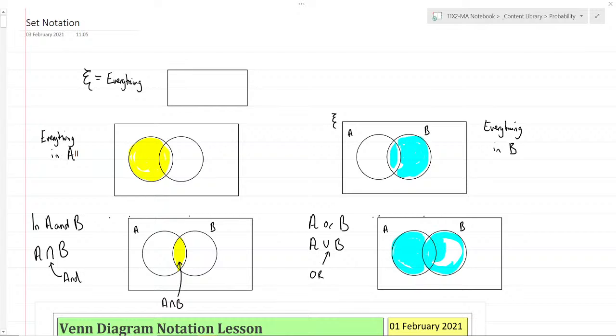You've got to really understand what these mean. So, and means it must be in A and B. Or means it can be in A or B. And the symbols which are really important are this symbol here, which means and, and this symbol here, which means or. So get all those down.